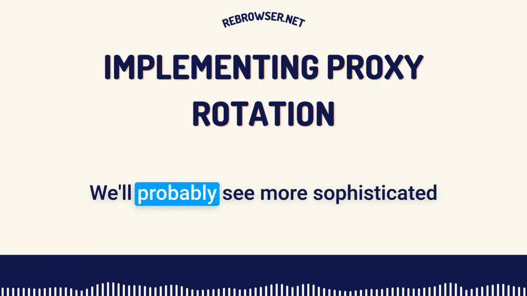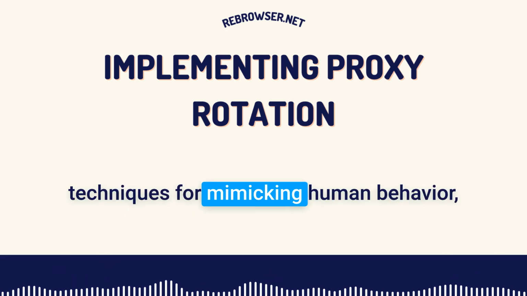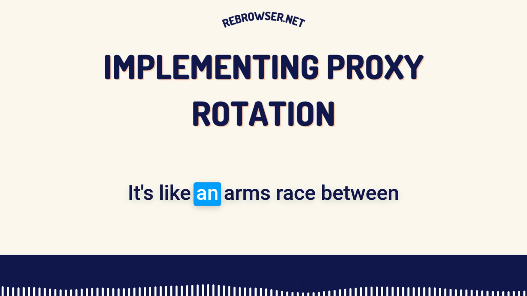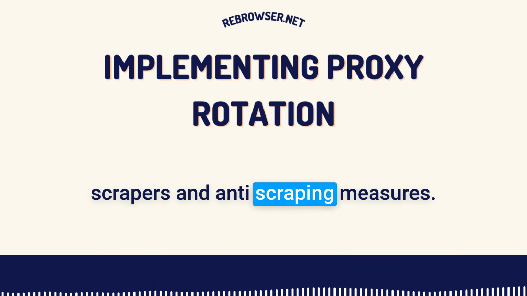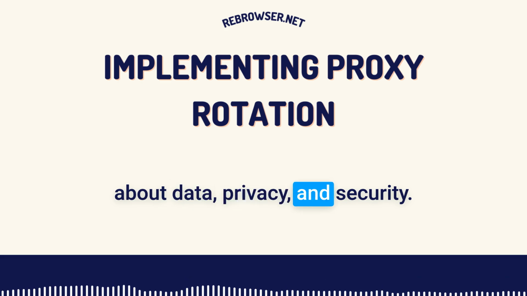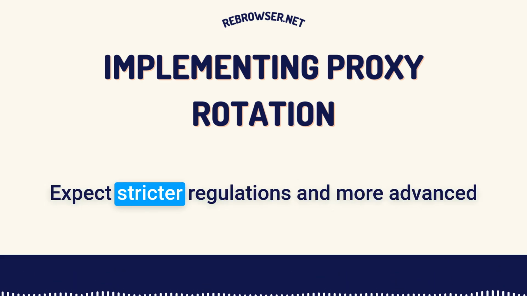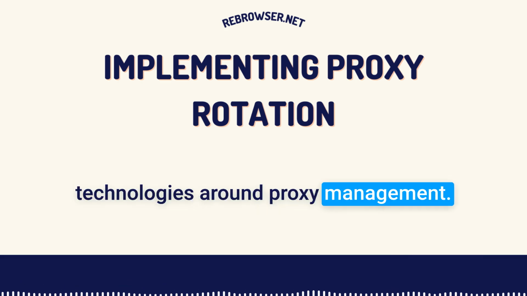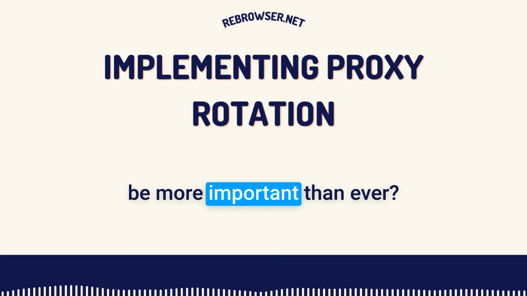That makes sense. We'll probably see more sophisticated techniques for mimicking human behavior, making automated traffic harder to detect. It's like an arms race between scrapers and anti-scraping measures. In a way, yes. And with growing concerns about data privacy and security, expect stricter regulations and more advanced technologies around proxy management. So staying up to date is going to be more important than ever.